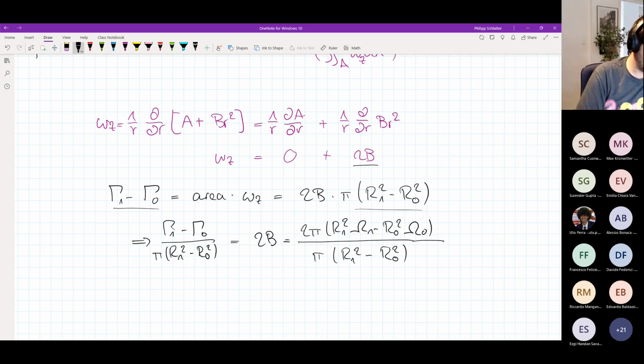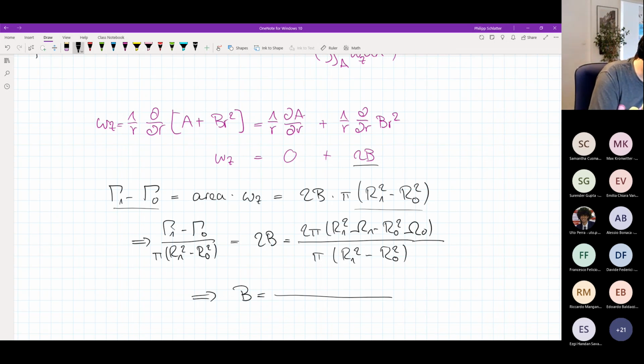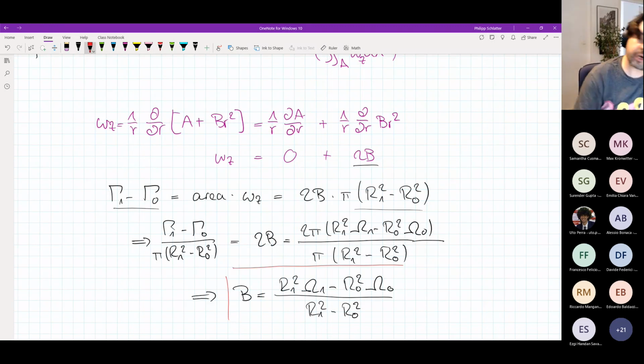And of course, this is the same as 2b, which then means that I can directly calculate the value of b, and that will become r1 squared omega 1 minus r0 squared omega 0 divided by r1 squared minus r0 squared. And this now is the result for the constant b.